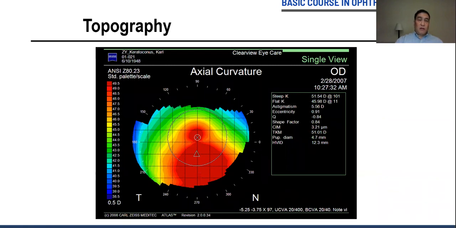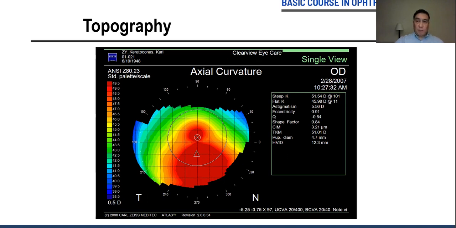Now if you look at this placido-based map, which is an axial map, you can see that there's a very steep curvature inferiorly. Here it says 51, and then the flat is 45, but you can see that it's irregular. The difference between a regular and irregular cornea is that a regular cornea means the steepest meridian is 90 degrees away from the flattest meridian. So what is an irregular cornea? When it is not 90 degrees.